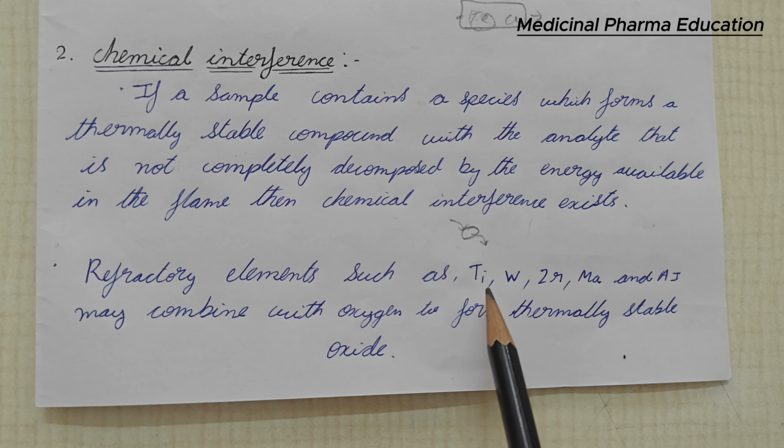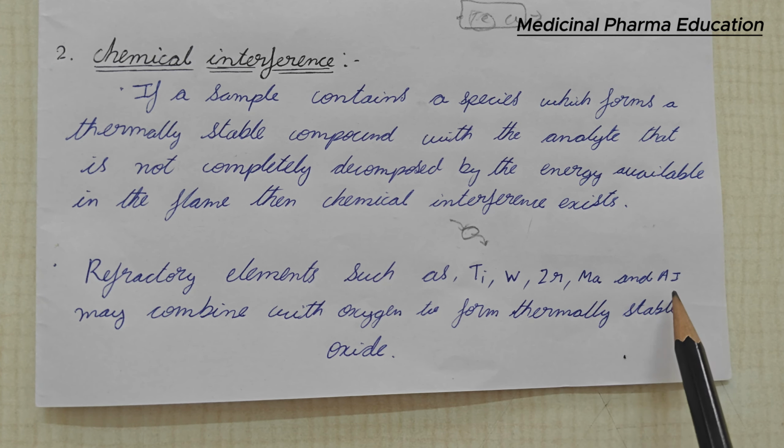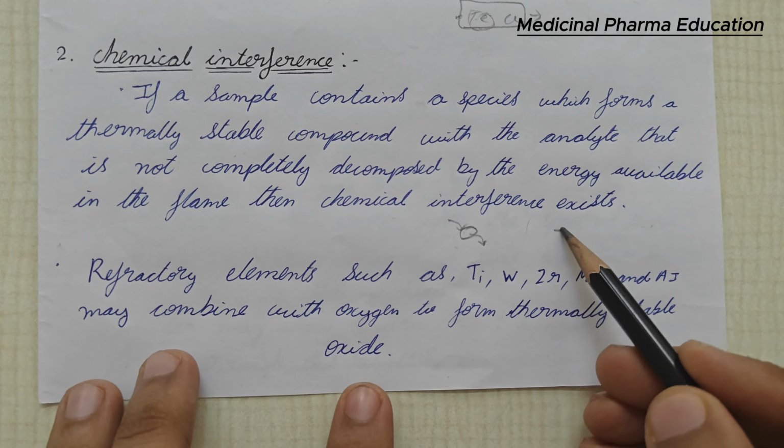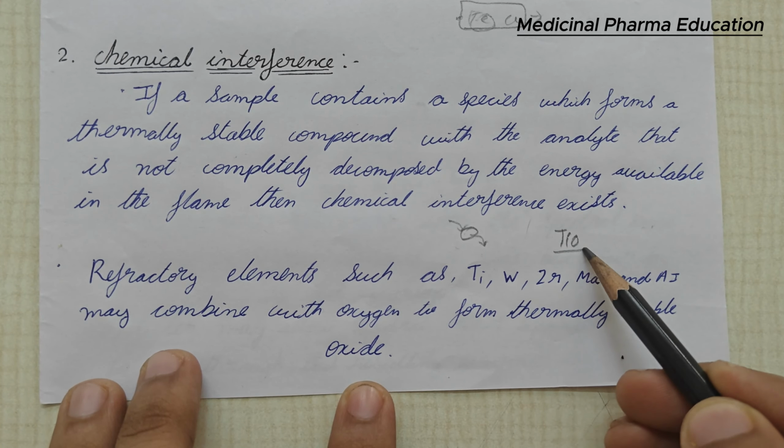Refractory elements such as titanium, tungsten, zinc, manganese, and aluminium may combine with oxygen to form thermally stable compounds, thermally stable oxides. These are some of the elements which can form stable compounds with oxides. For example, if it combines with titanium oxide, this is a stable compound and it is thermally stable, meaning it does not absorb the heat from the burner or the flame. That's how it interferes with the result. This is the chemical interference.